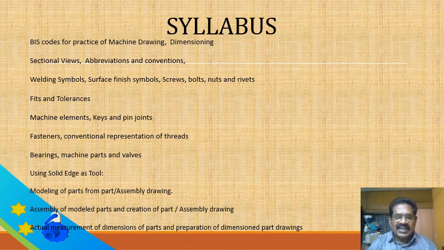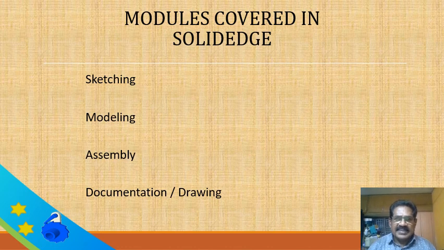We will also have a little introduction to the software Solid Edge. Those students who want to use SolidWorks can also use that, and the fundamentals are going to be more or less the same. We are going to do some modeling of the parts. We will also do some assembly of the modeled parts. Then we will prepare them into a drawing, pull out a bill of material, and make a drawing. So that will complete a full circle of understanding of what happens inside a design office. The modules covered in Solid Edge will be sketching, modeling, assembly, and documentation of the drawing.